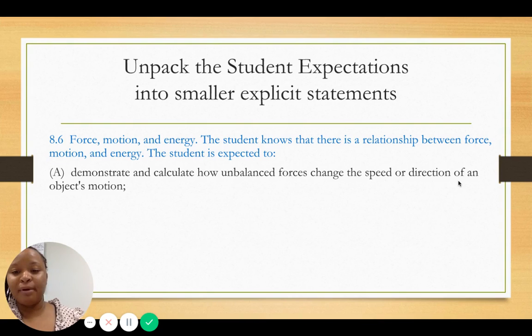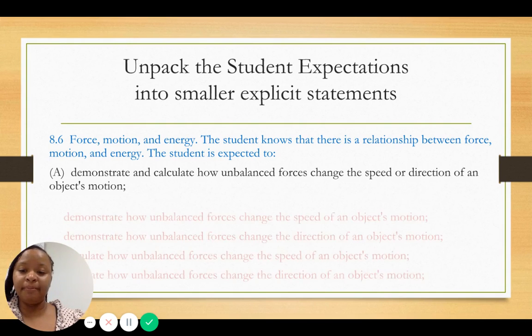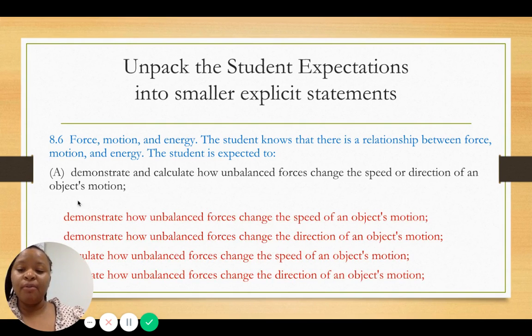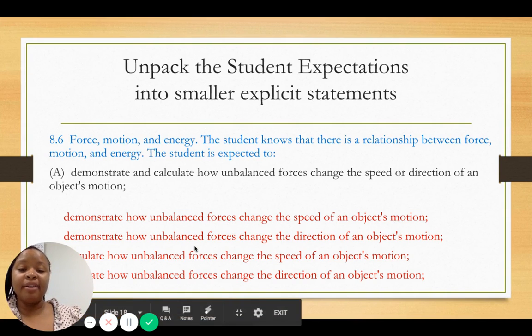So here's my math problem. If I have 2 different verbs and 2 contextual parts, how many smaller statements am I going to have? 2 times 2 gives me 4. 2 of my statements will be demonstrating, and 2 of my statements will be calculating. So what am I demonstrating? How unbalanced forces change the speed and how unbalanced forces change the direction. What am I calculating? How unbalanced forces change the speed and how unbalanced forces change the direction. So I have 4 different parts.